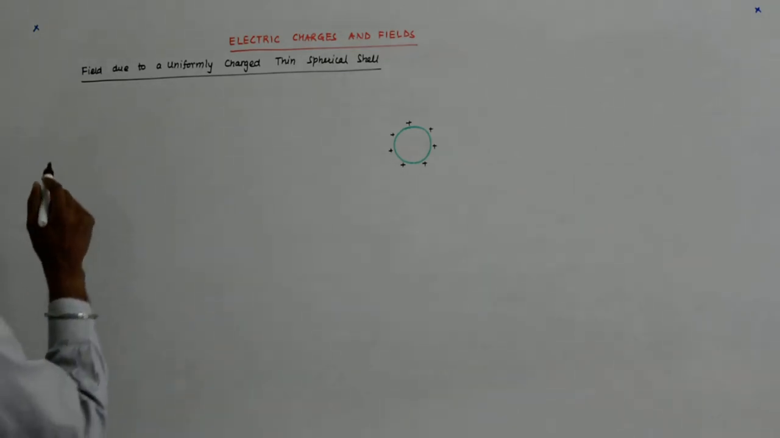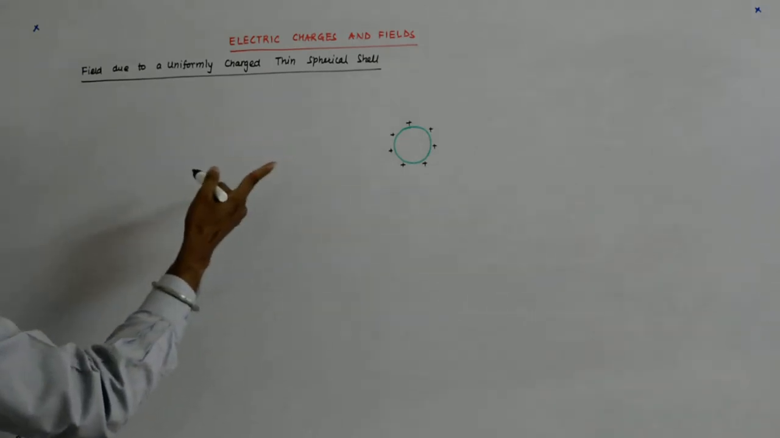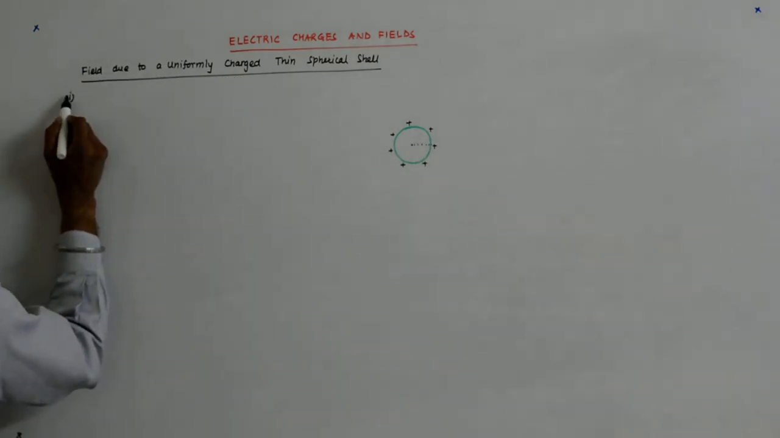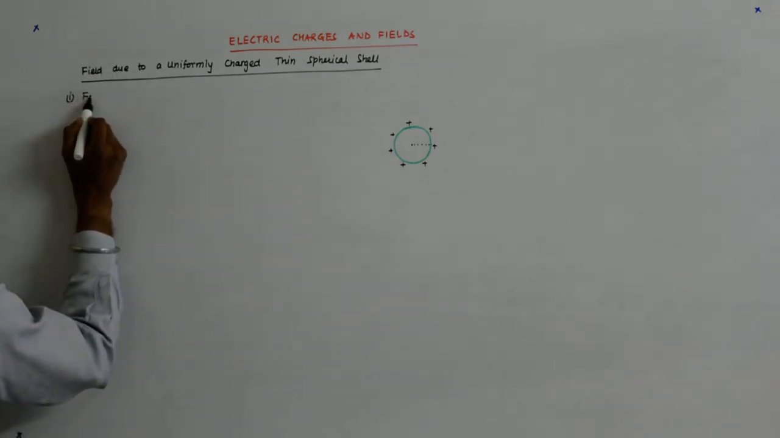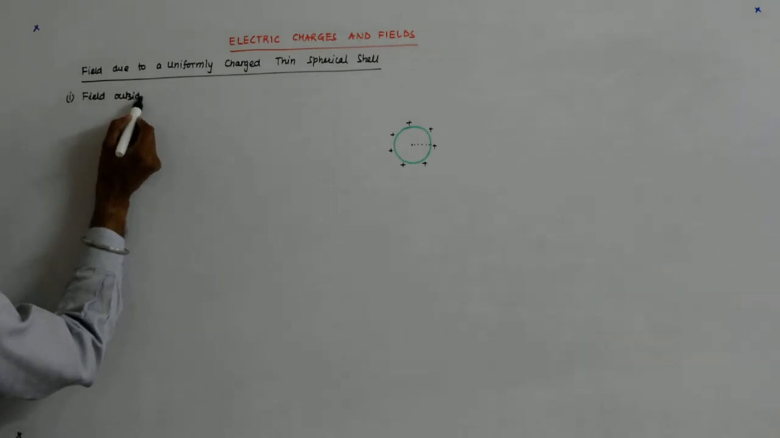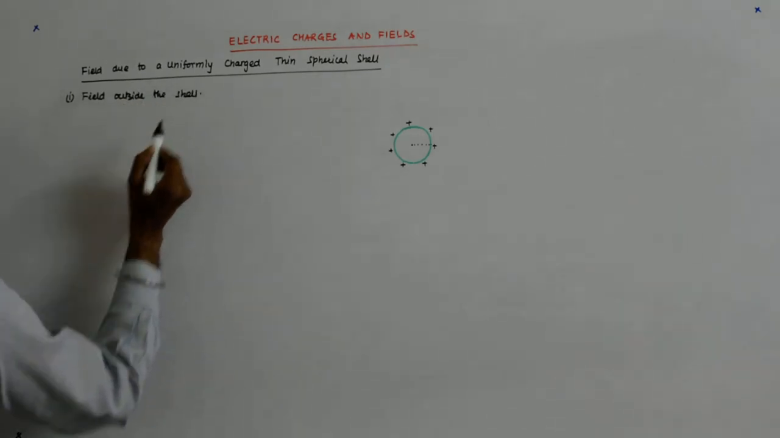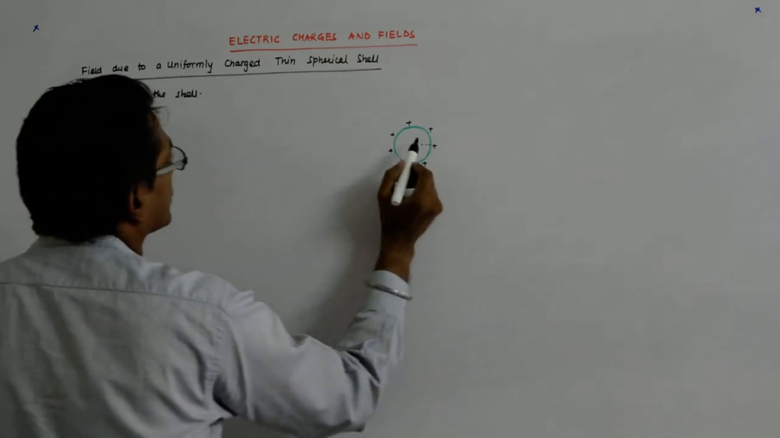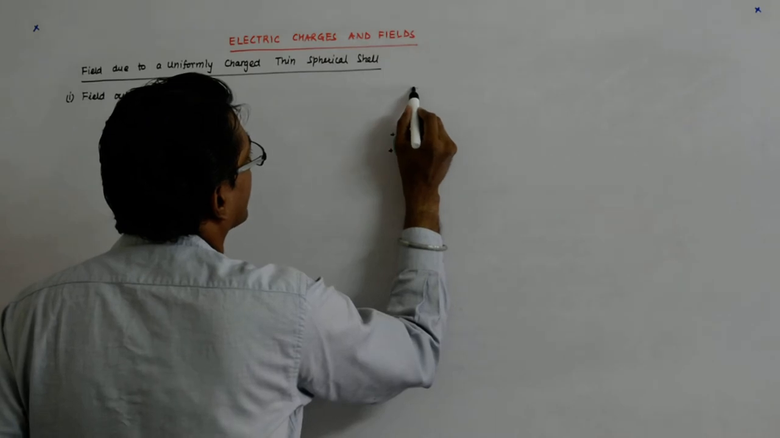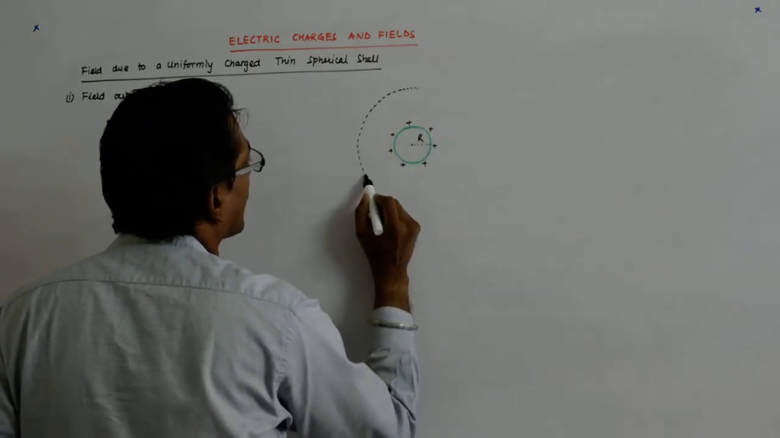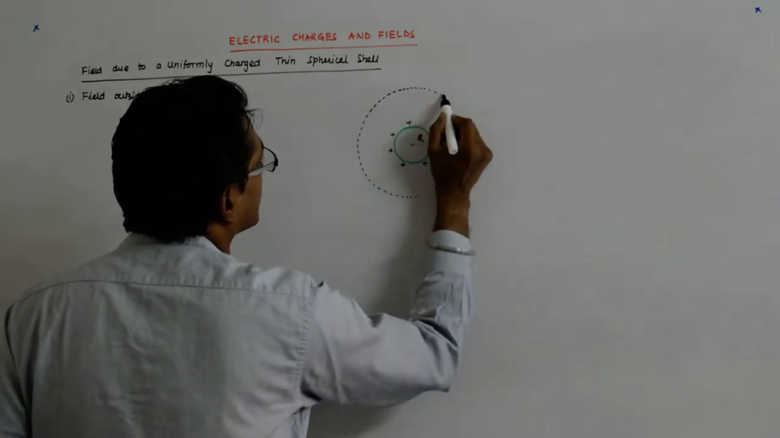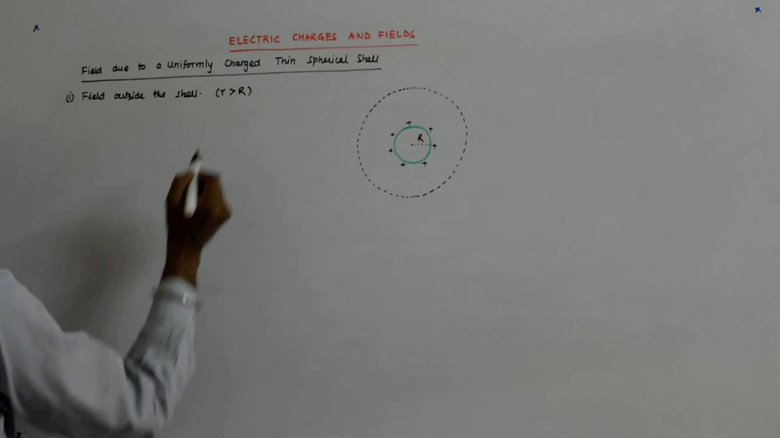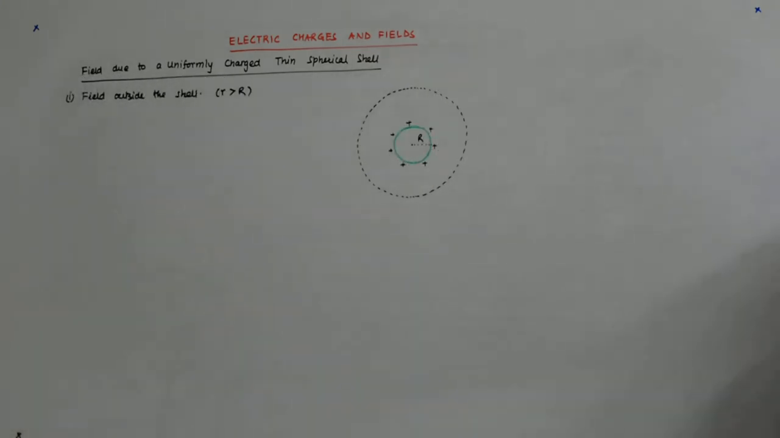Now, we try to find out the field due to this at a point. So there are two cases. The first is the field outside the shell. What does that mean? It means that we have to find it at a small r, which is greater than the shell radius R.